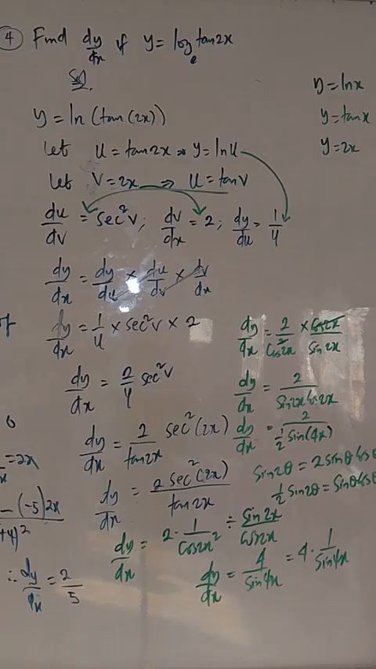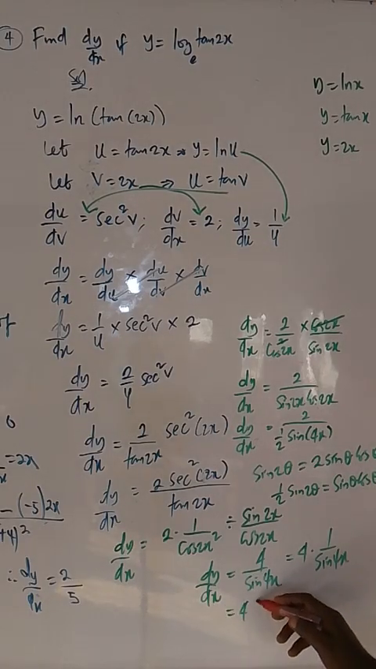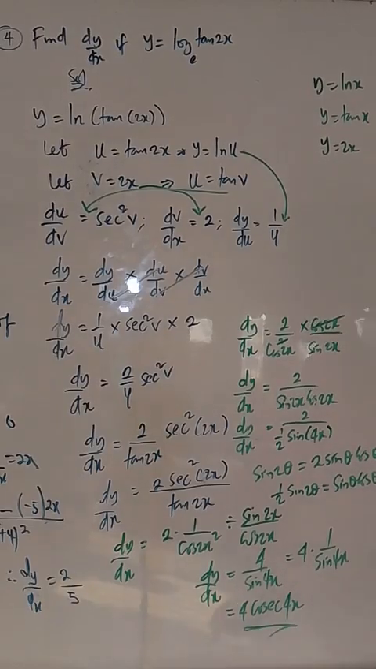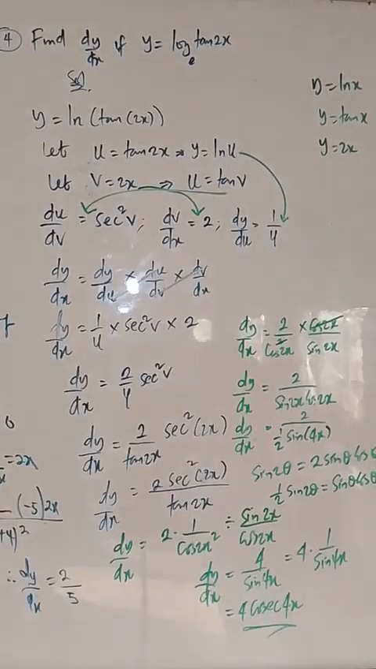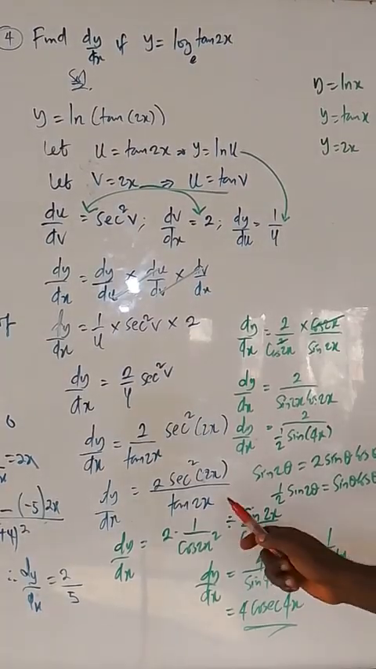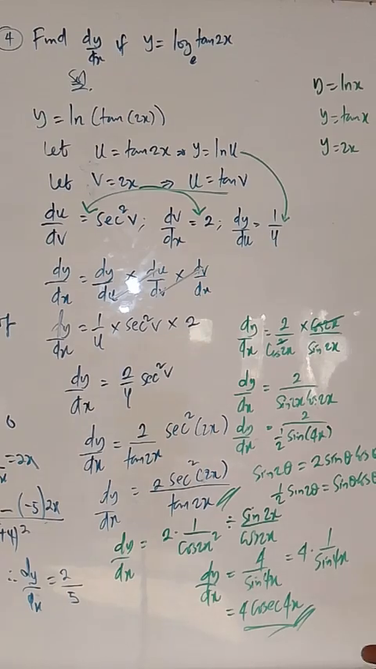1 over sin is cosec. So from here, it means dy/dx is 4 cosec 4x. Final answer. If this question is to be objective, you might not see this in the options, nor this, because this is just simplification. So from here, we can just stop.